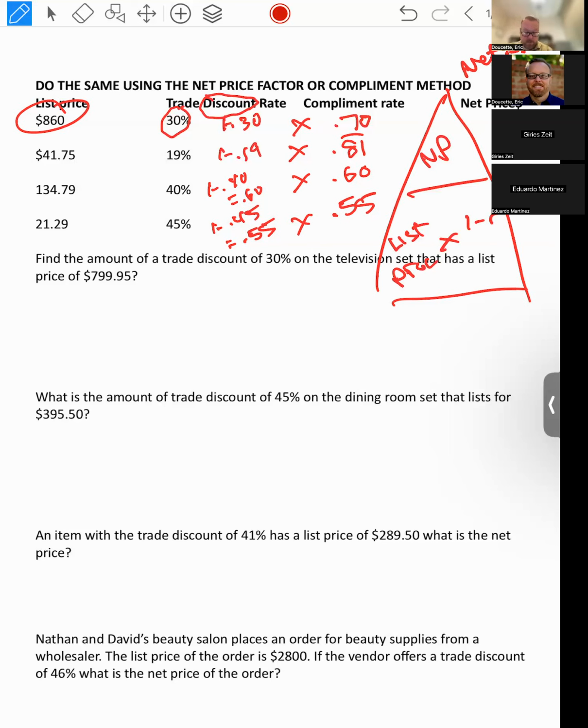And then you multiply. So 860 for the first one times 0.70, because I'm only paying 70% now. My list price is 602. And that was the same thing we saw on the other page. I just did it differently on this one. It's the exact same problems, all 4 of them. All right, so that's finding the net price, or what we call the net price factor, which is nothing more than the complement, or 1 minus the original trade rate.